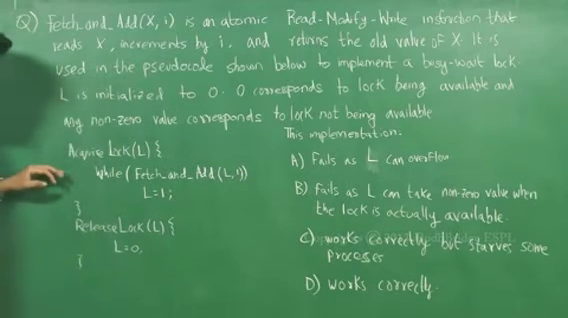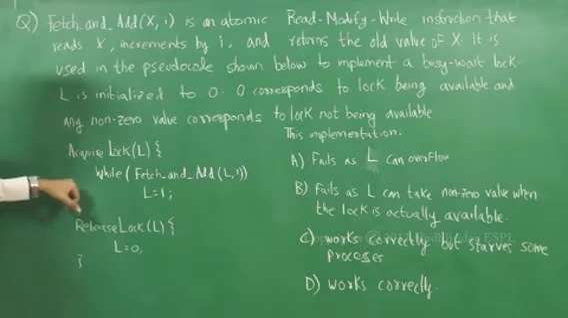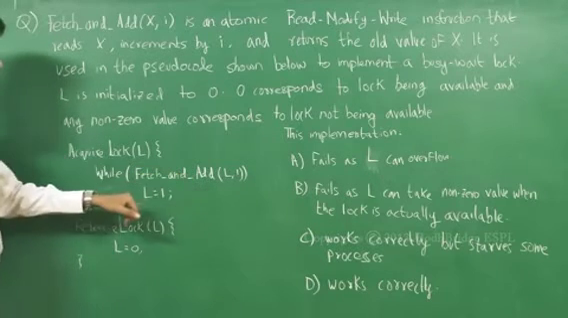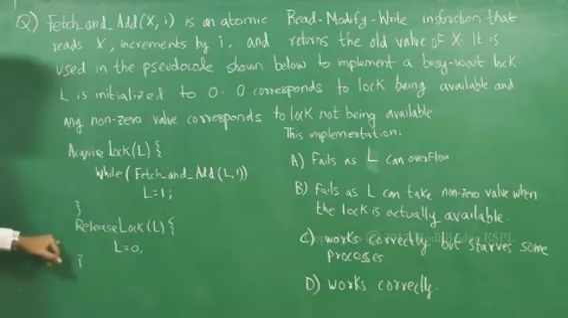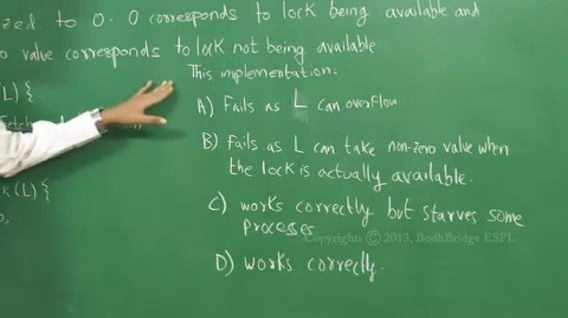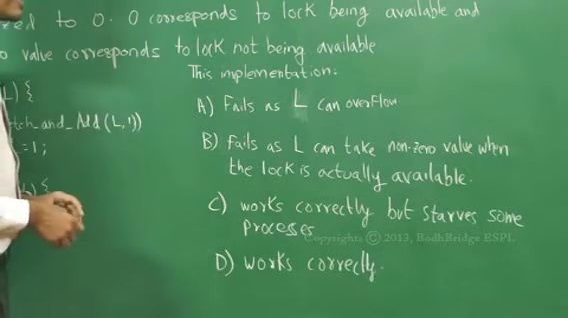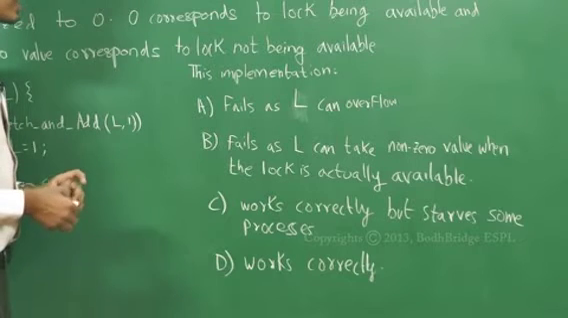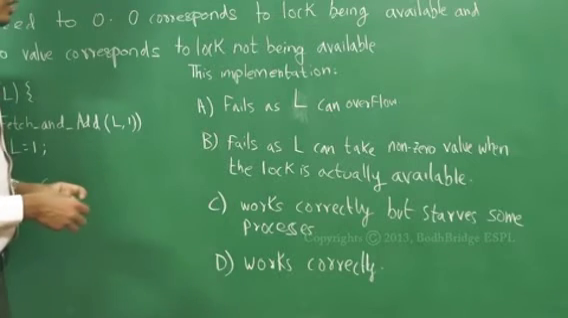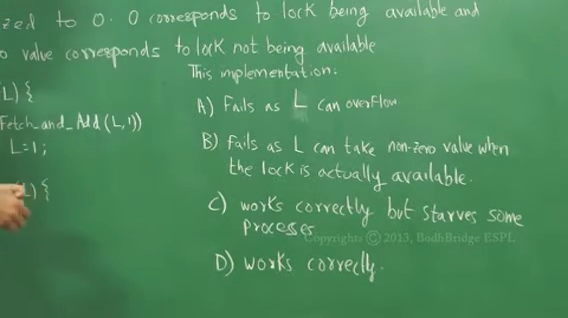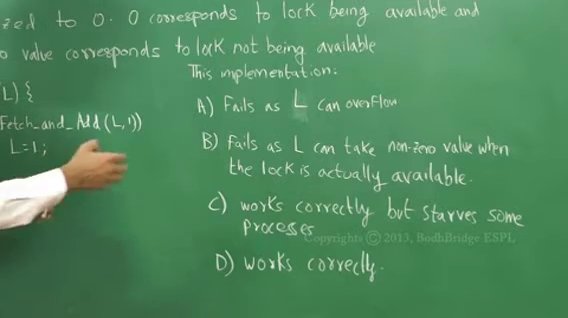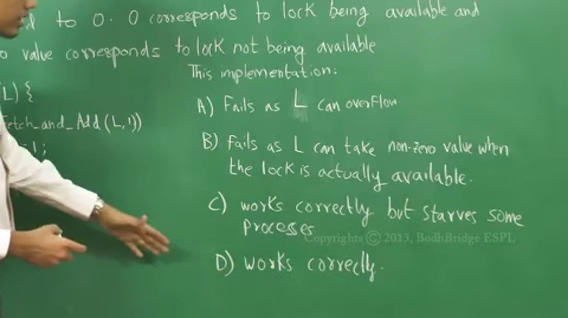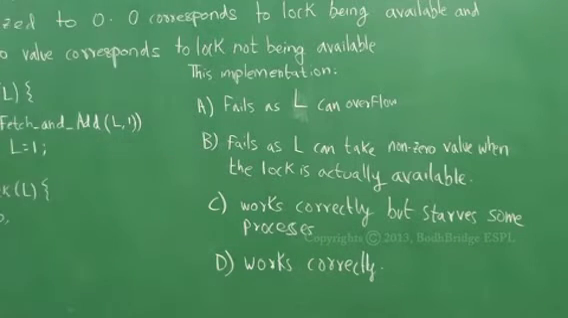So the pseudocode is: acquire lock of L, while fetch and add of L comma 1, L is equal to 1, release lock of L, L is equal to 0. So this implementation, option A, fails as L can overflow, option B, fails as L can take non-zero value when the lock is actually available, option C, works correctly but starves some processes, option D, works correctly without starvation.